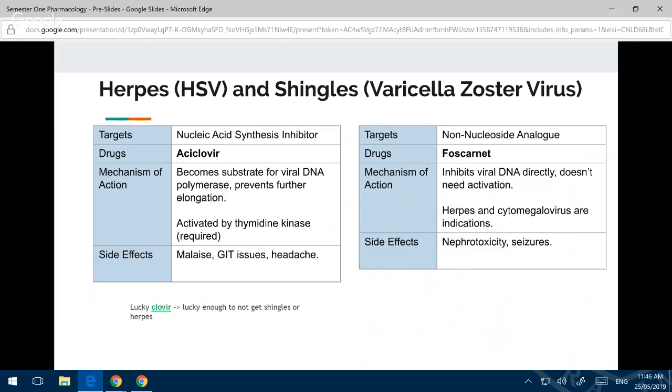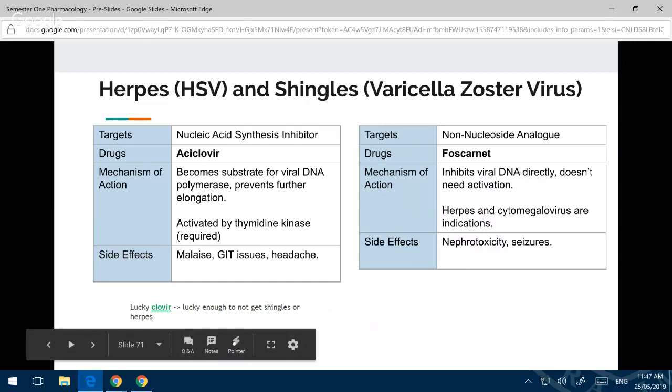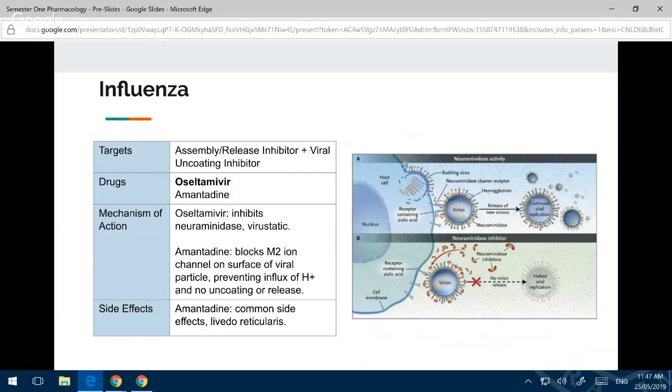We do have foscarnet, which is a non-nucleoside analog, and that inhibits viral DNA polymerase directly and doesn't require activation. It is used for herpes as well as cytomegalovirus, but it can be nephrotoxic and has been found to cause seizures. Influenza. Okay, so these drugs are assembly release inhibitors and a viral uncoating inhibitor.